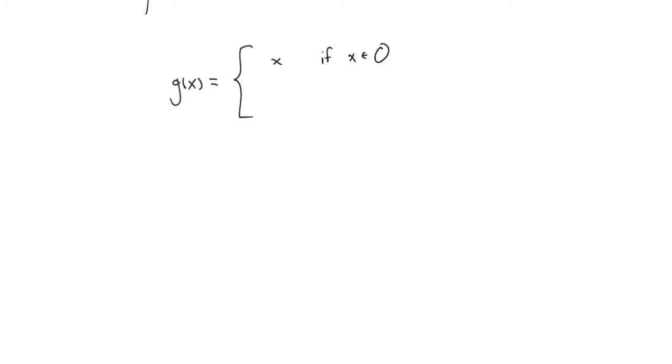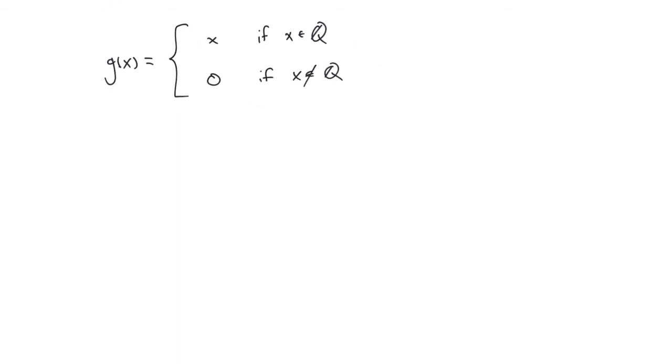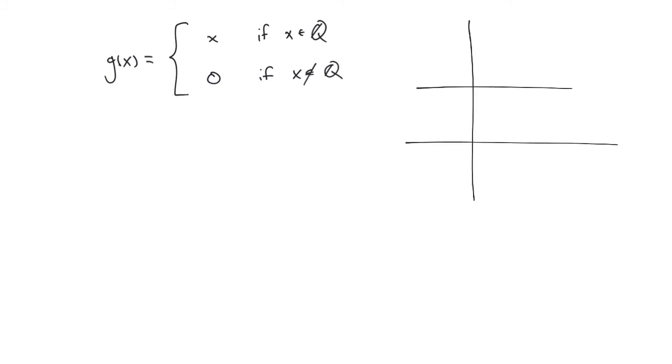x if x is in Q, 0 if x is not in Q. Right? x or 0. It used to say 1 or 0. So when it said 1 or 0, the graph looked like a horizontal line here and a horizontal line here, where these are each a broken up cloud of points.